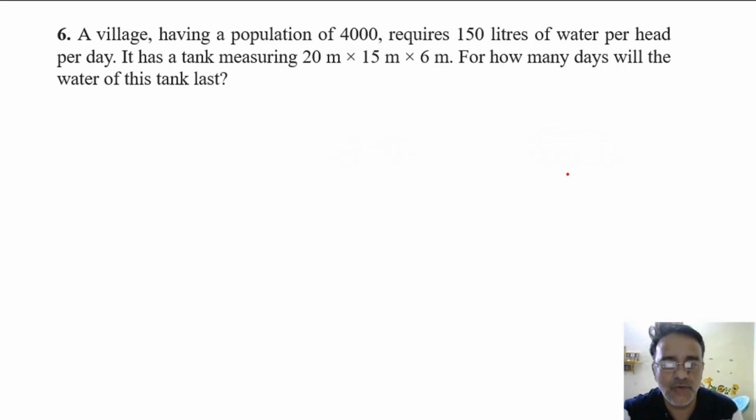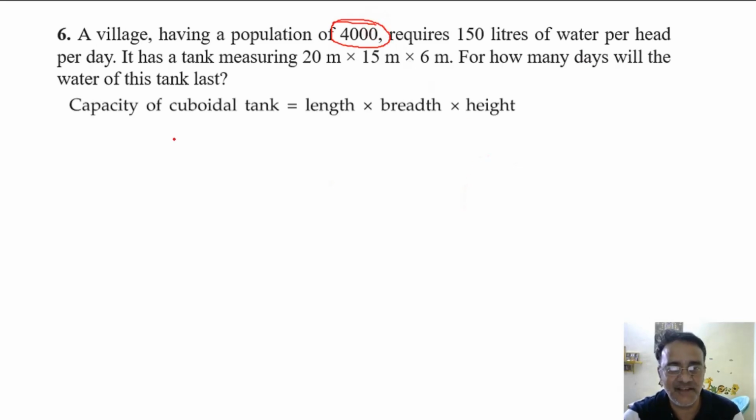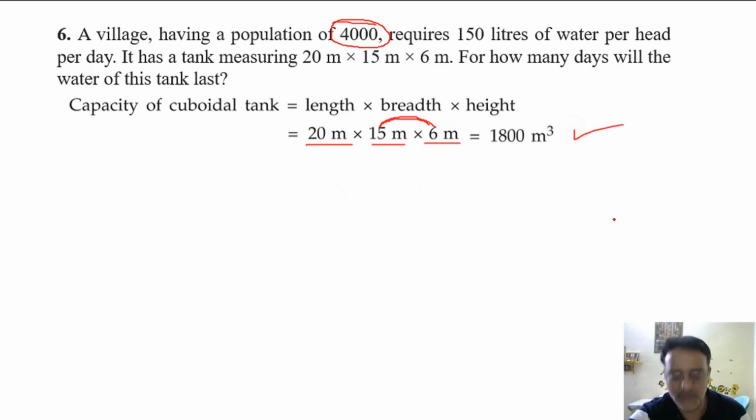Okay. So now what is our aim? We need to find the volume of water required for one day for 4,000 people. So let us start. Capacity of the cuboidal tank is length into breadth into height. That is 20 meter into 15 meter into 6 meter. 15 into 6 is 90, 90 into 20 is 1800, right? So this is the capacity of the cuboidal tank.